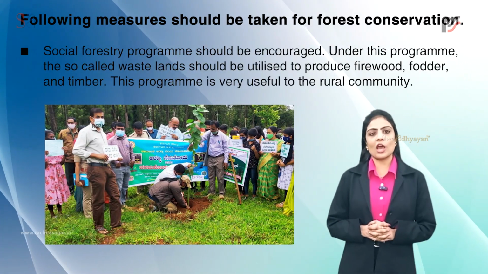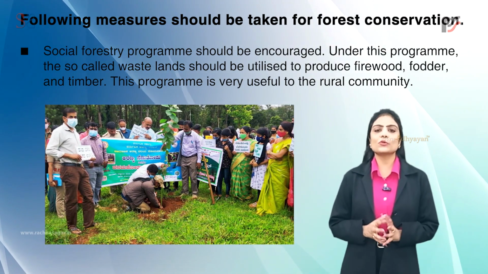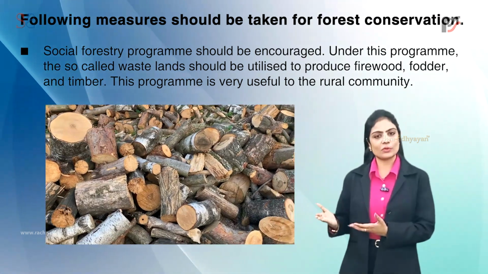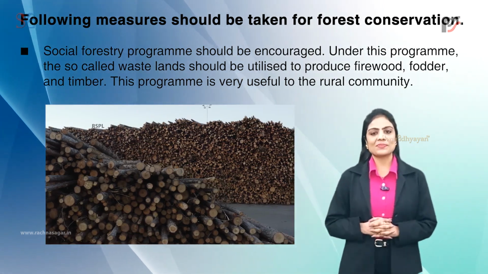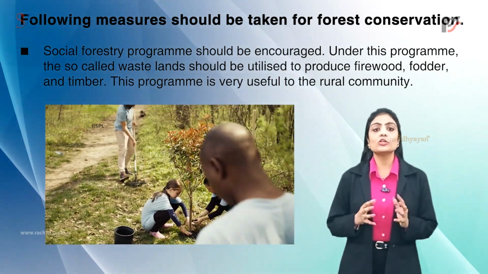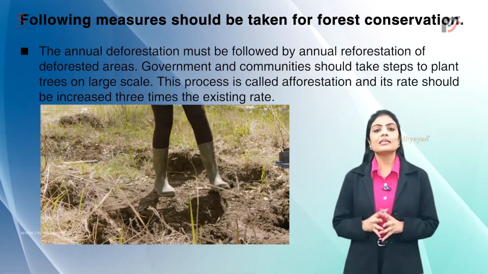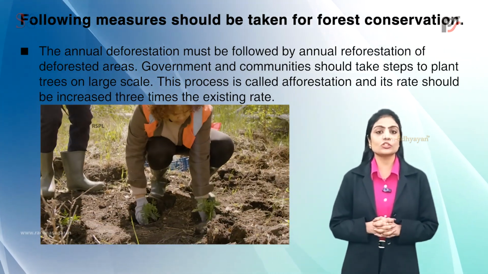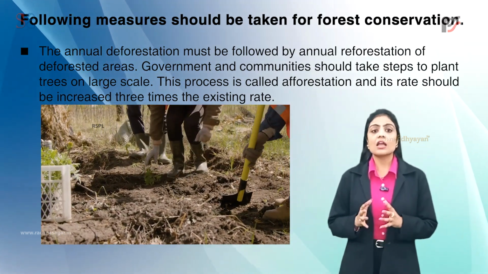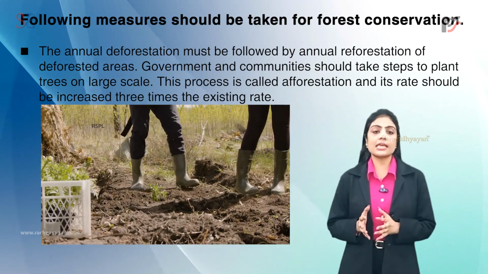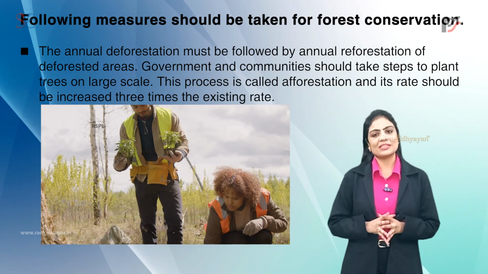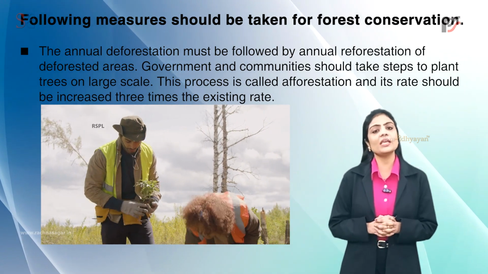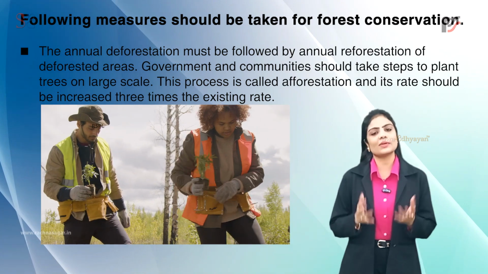Social forestry programs should be encouraged. Under this program, the so-called wastelands should be utilized to produce firewood, fodder and timber. This program is very useful to the rural community. The annual deforestation must be followed by annual reforestation of deforested areas. Government and communities should take steps to plant trees on a large scale. This process is called afforestation and its rate should be increased 3 times the existing rate.